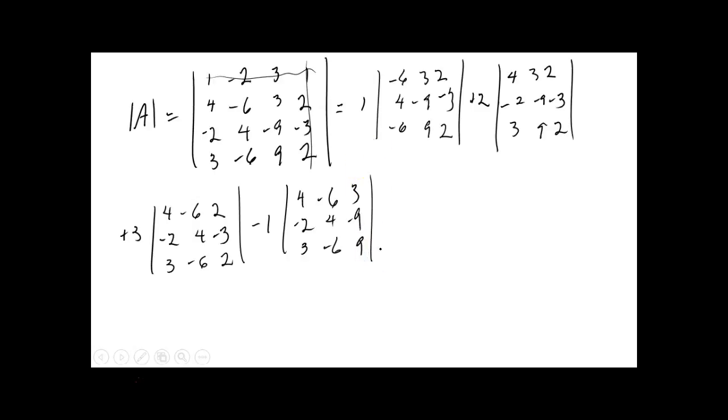All right. Now, what we do at this point is do our expansion of the 3x3s, which is a real pain in the neck, but it's doable. I'm going to leave some room up here, so let's do it down here. The first one is -6, 3, 2, -6, 3, 4, -9, -3, 4, -9, and -6, 9, 2, -6, 9.